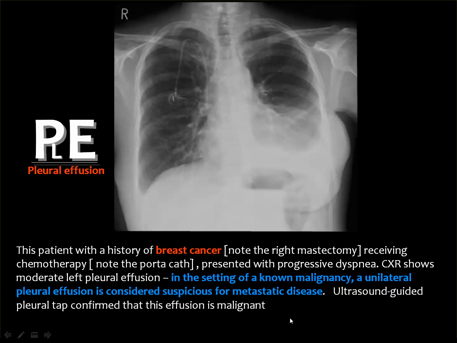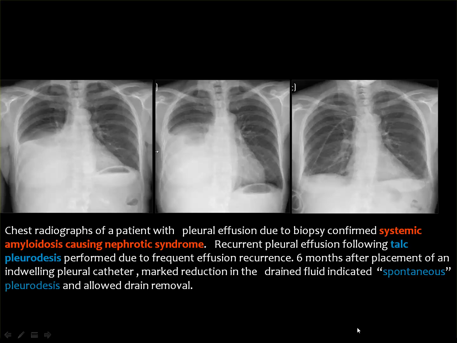And this patient with moderate pleural effusion is known to have breast cancer and performed right radical mastectomy, and the chest X-ray showed the presence of pleural effusion. She is receiving chemotherapy, and according to the literature and the usual rules, a development of pleural effusion in a cancer patient may raise the possibility of metastasis to the pleural surfaces, and this was confirmed by ultrasound-guided needle biopsy.